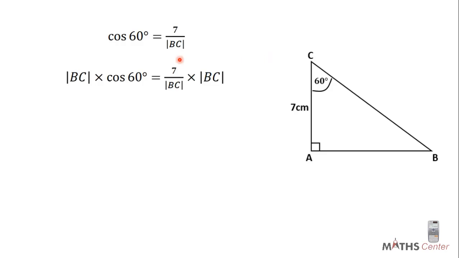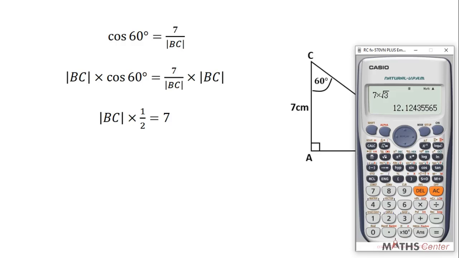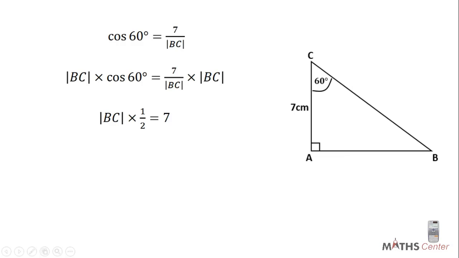Okay, so I'll multiply the left hand side by BC. I'll multiply the right hand side by BC. So this BC and this BC will cancel. So you have BC times cos 60. So you find cos 60 on your calculator. You press on cos, then you press on 60. You close the bracket, and that will give us 1 over 2. So cos 60 is 1 over 2.